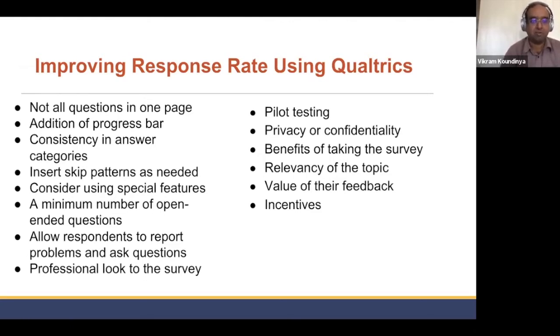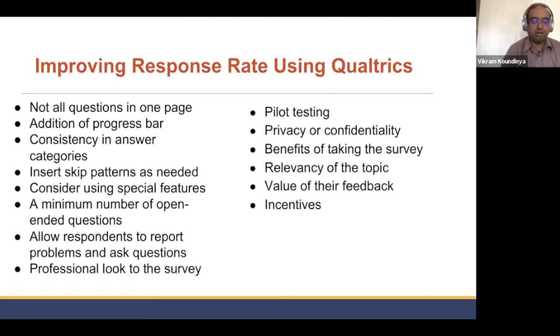As we discussed, have page breaks, add a progress bar based on your situation, keep consistency in answer categories, and consider using skip patterns and display logic, where you can save a lot of space for questions when you are doing online. All this is covered in the video I'll share in the resources from the Qualtrics 101 training. Also consider using special features, like different types of questions such as heat maps, which you can access through that video.